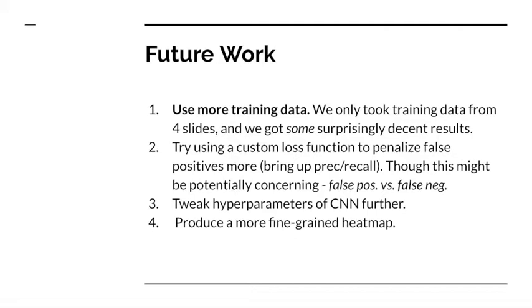So for future work, obviously we can use more training data. And then we could have a bigger architecture in order to handle that increased amount of data. We also want to try to use a custom loss function in order to penalize false positives more. But again, we need to keep in mind how this will impact our false negatives. Finally, we can always further tweak the hyperparameters of the CNN. And if we have more time, we could produce a more fine-grained heat map.